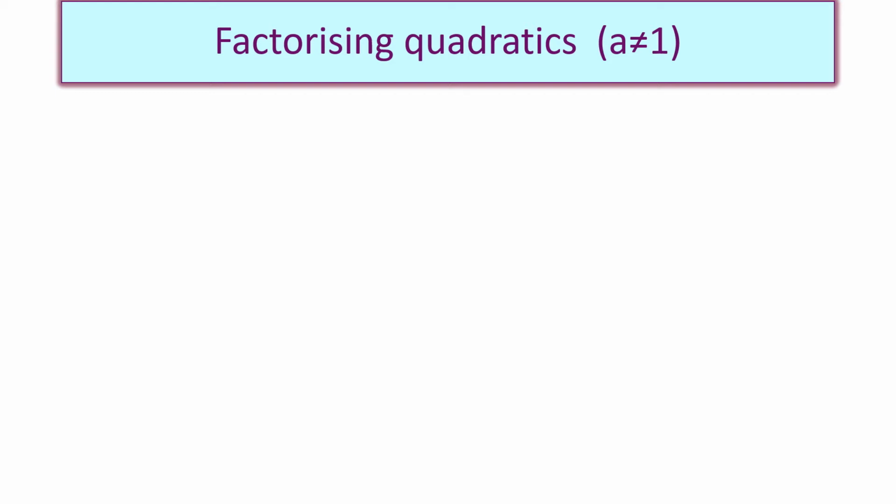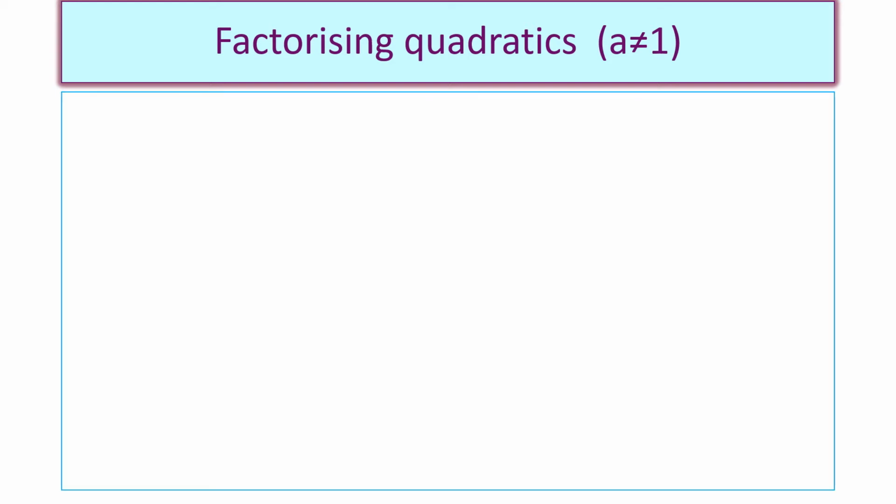Now we're going to look at some harder examples, and this is when a is different than 1, like in my example here. Sometimes you can use trial and improvement to work out what you need in both brackets, but I'm going to show you a more systematic way to do it. The first thing you need to do is multiply the number in front of x squared and the number on its own.